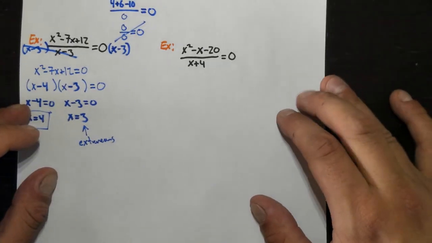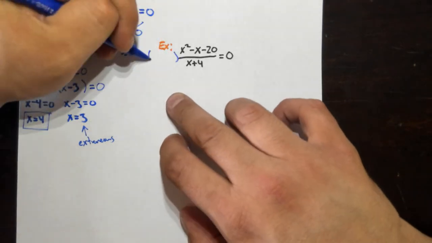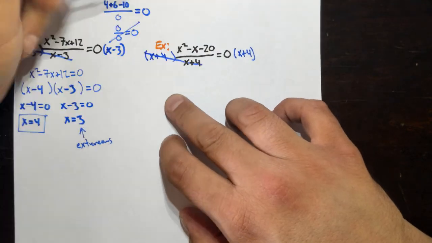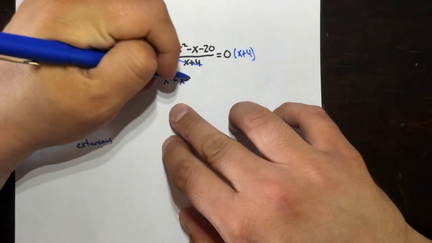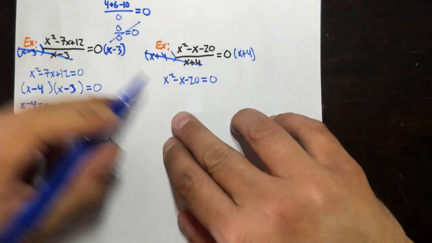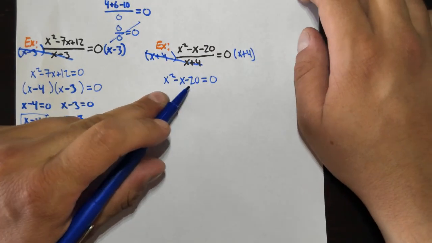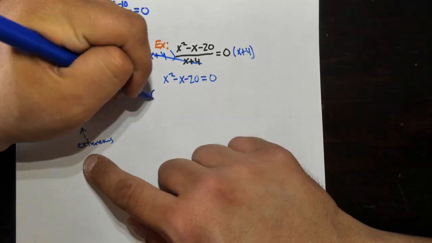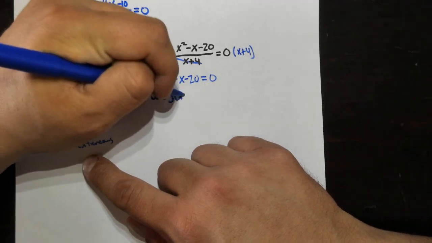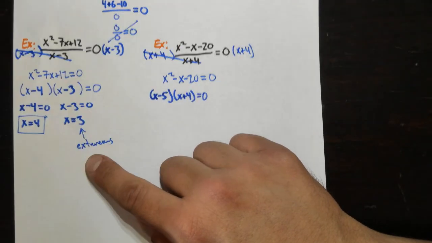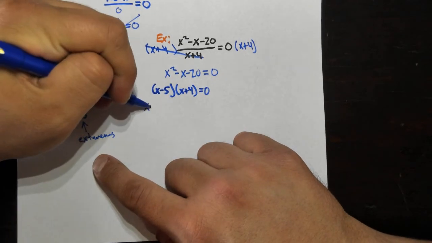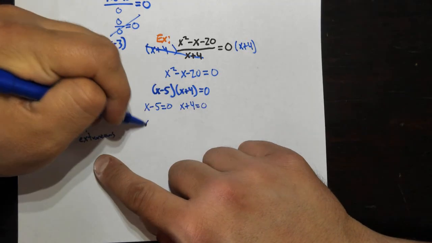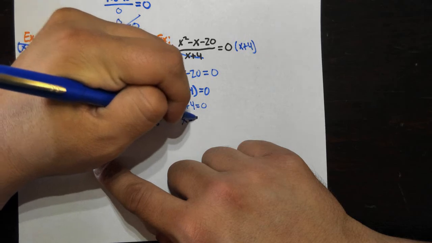All right, one more. So, again, multiply both sides by the denominator. This will cancel, so we have x squared minus x minus 20 is equal to 0. Now, two numbers that add to negative 1 but multiply to negative 20, that's going to be negative 5 and positive 4. So x minus 5, x plus 4, and that equals 0. And then set each factor equal to 0 and solve for x, which is going to give us x equals 5 and x equals negative 4.